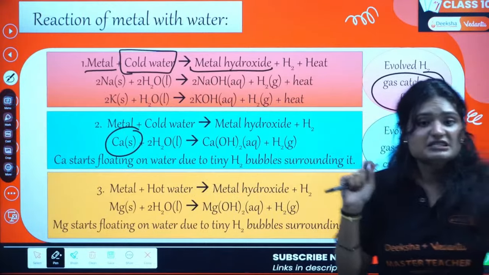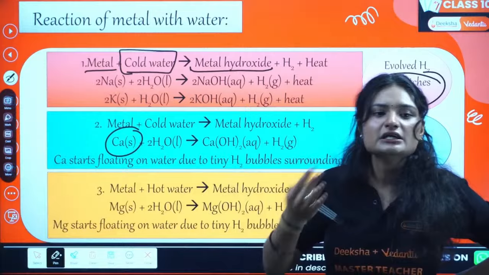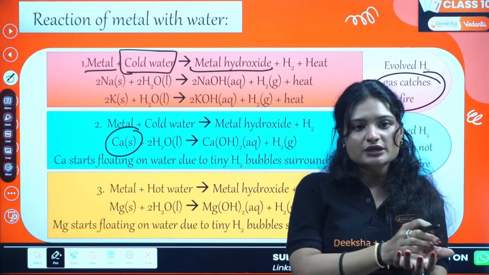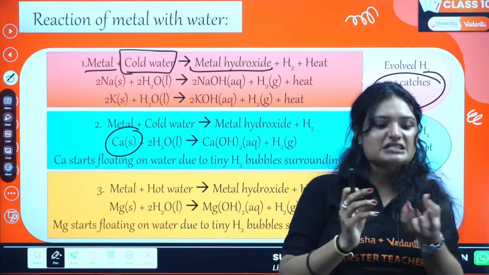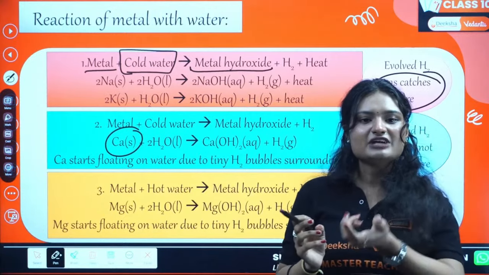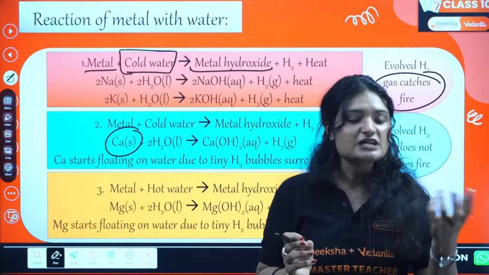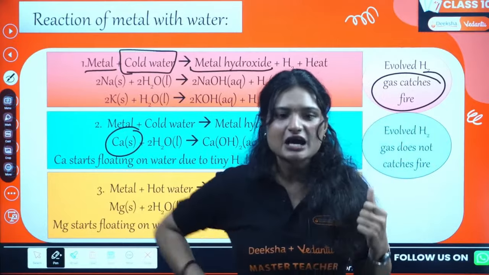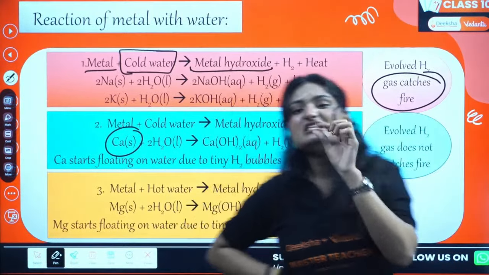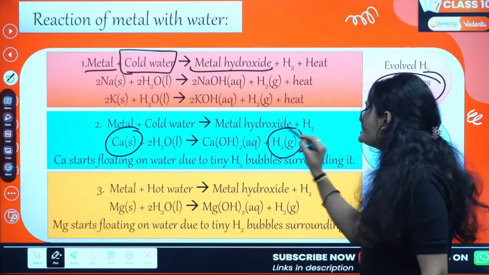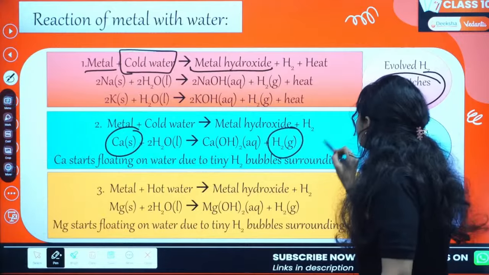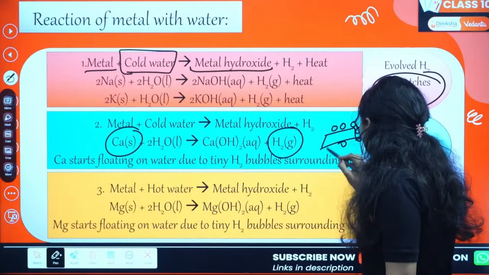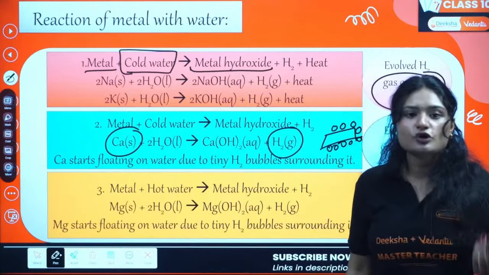And one more thing happens: this calcium starts floating on the water. You have cold water, right, and if you add calcium to it, you get calcium hydroxide. Plus this calcium metal that we have put will start bubbling and start floating on the water surface. How does it happen? It happens because of tiny hydrogen bubbles. These tiny hydrogen bubbles surround the calcium and make it float on water.